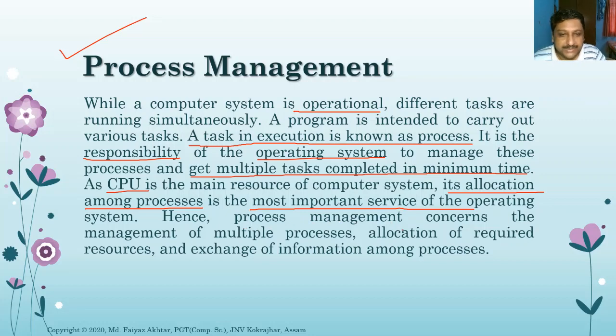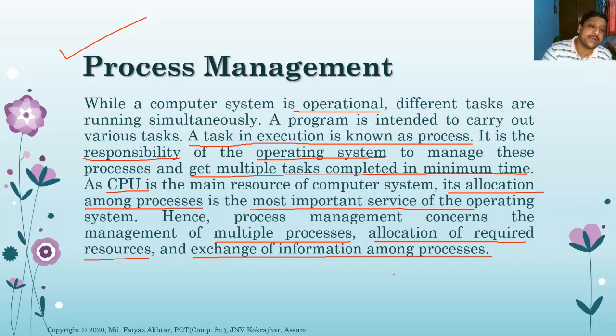Understood? Hence, process management concerns the management of multiple processes, allocation of required resources and exchange of information among processes. What does process management do? It manages the multiple processes and the allocation of required resources, memory and CPU time, which are needed by some processes. Then there is the exchange of information among processes. Exchange of information means some process is interconnected with another process, so some information needs to be given from the first process to the next process. Like this it can happen during process management. So process management deals with the CPU time.